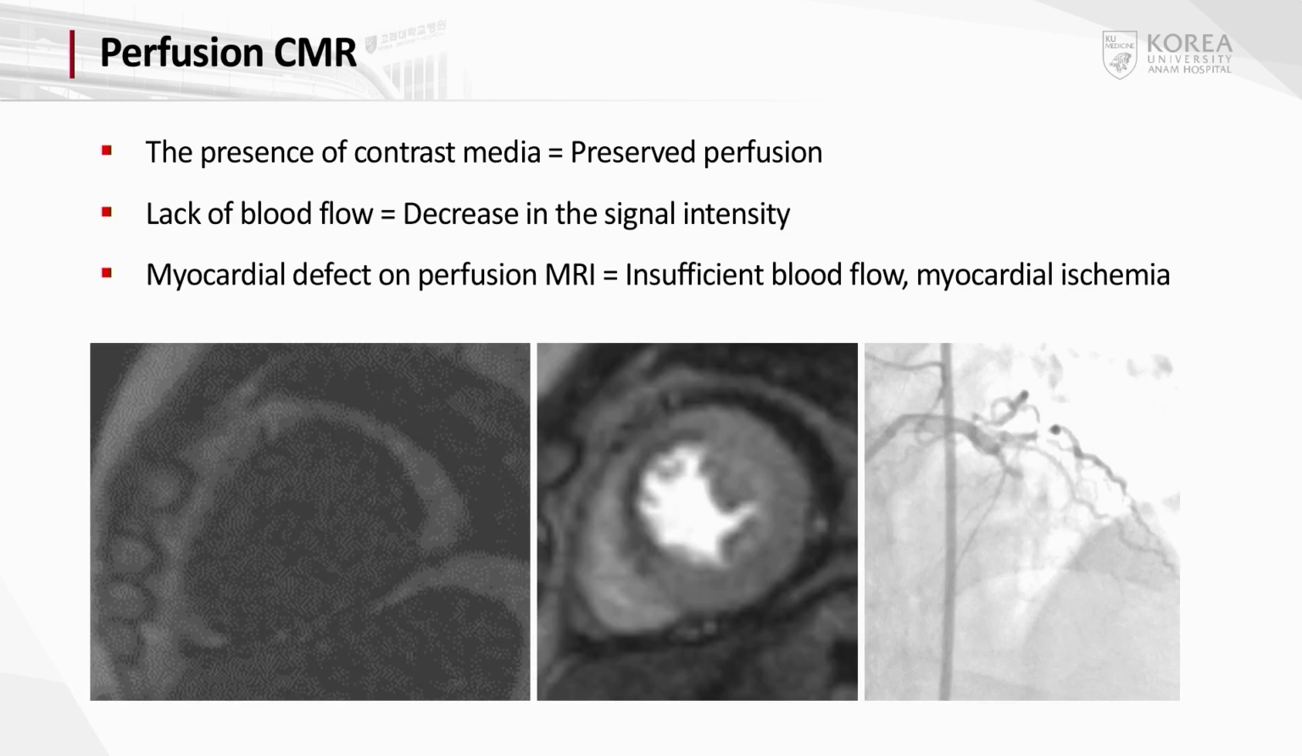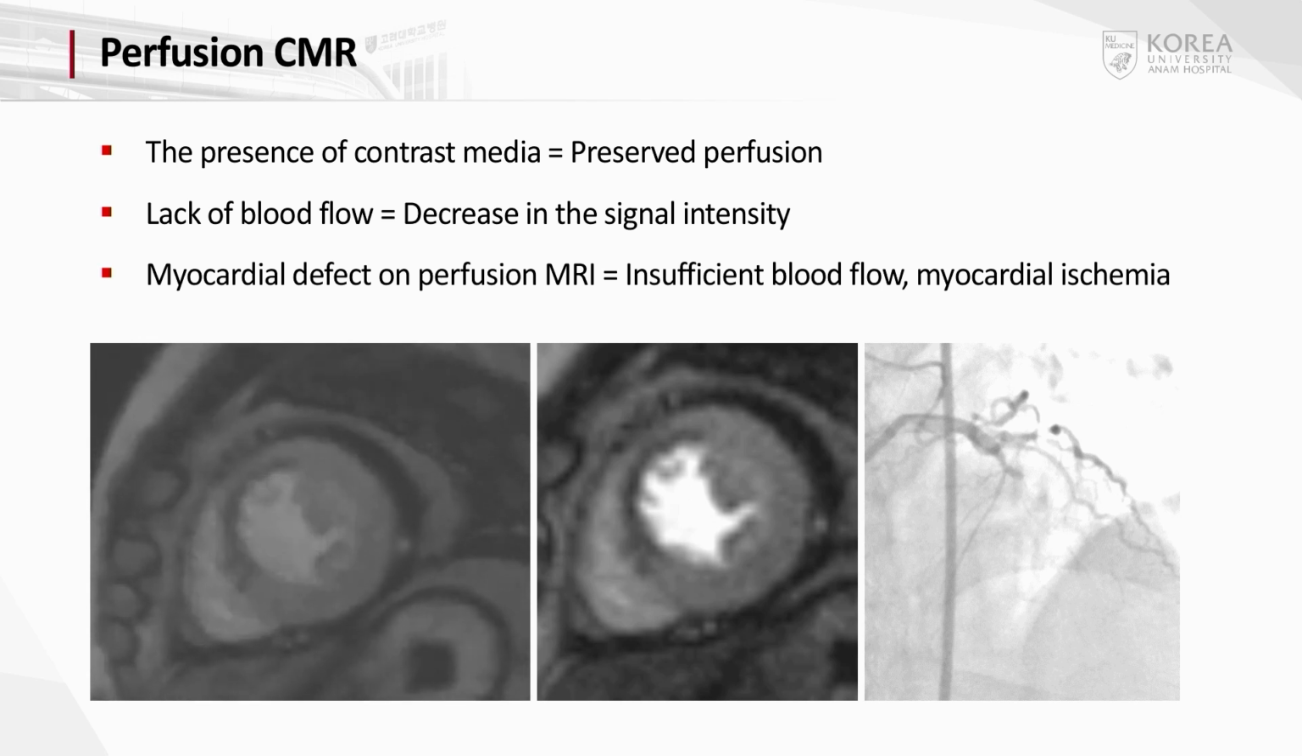Next, I'd like to talk about perfusion imaging. Perfusion imaging visualizes myocardial blood flow following contrast injection. Contrast means the gadolinium contrast media. Regions with poor enhancement, like this, suggest ischemia with impaired perfusion.